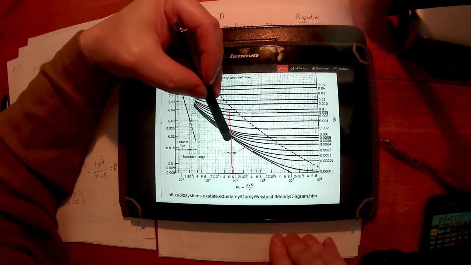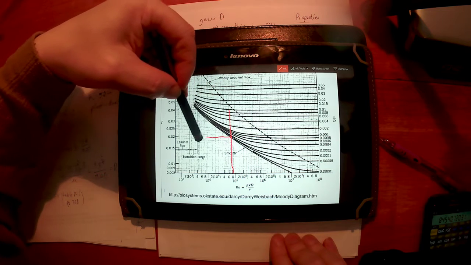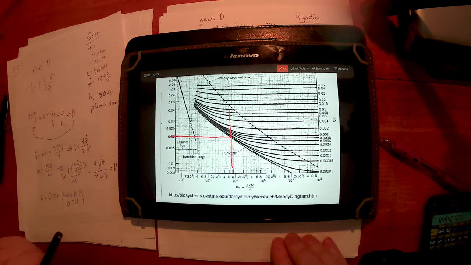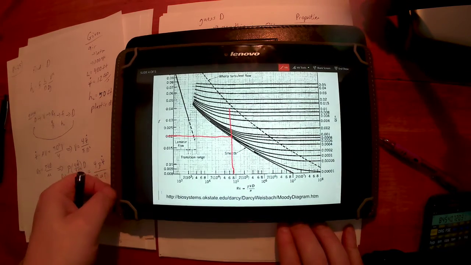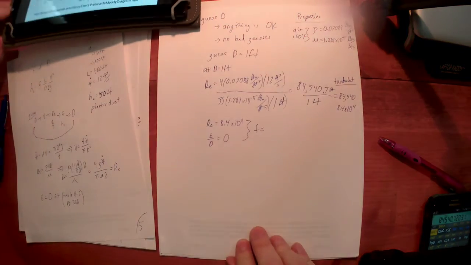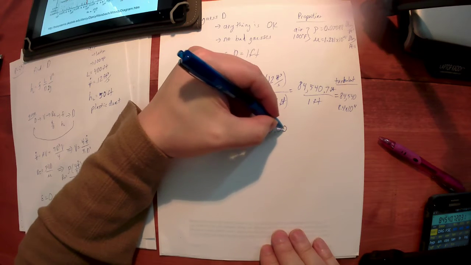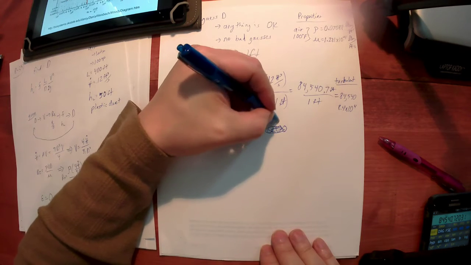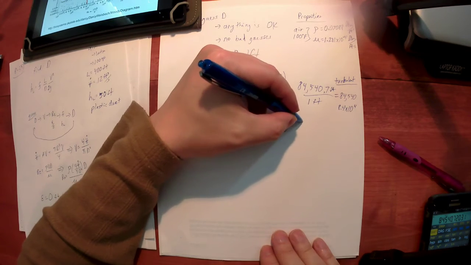So you take a straight edge, or just kind of as best you can eyeball it, over to where that matches, and I think I've forced that just a little bit, but I think 0.02 is a pretty good guess for first F. Right. So we'll say F is about 0.02 from the Moody diagram.